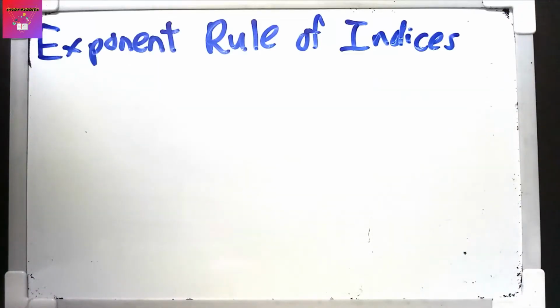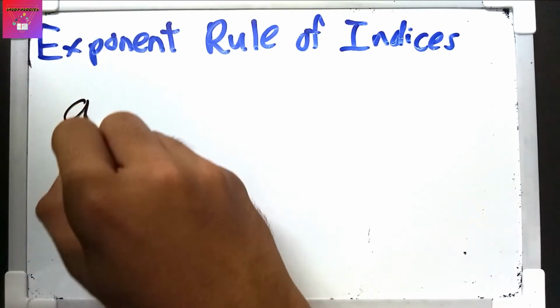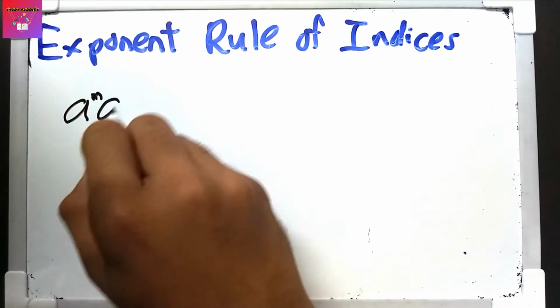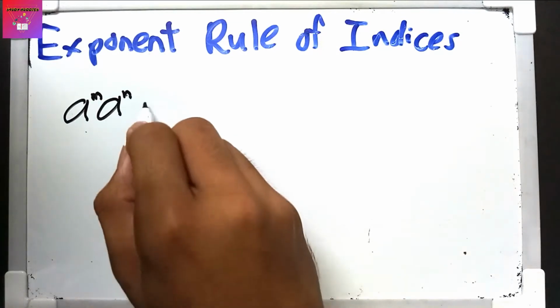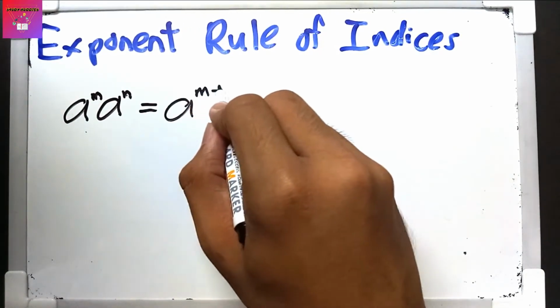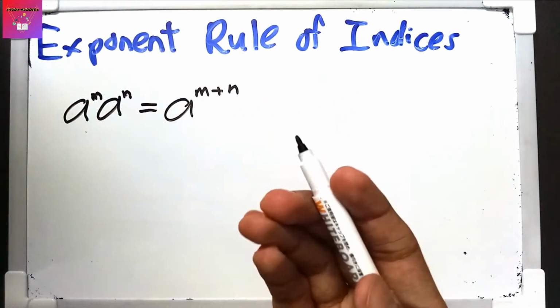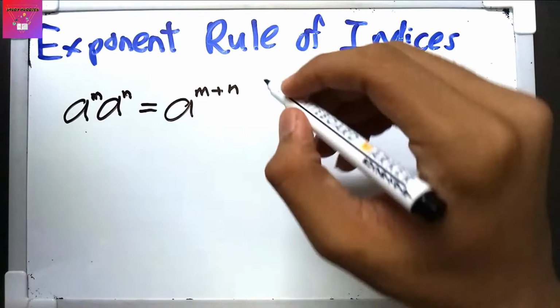Now let's continue with the exponent rules of indices. Basically there are 5 rules which we'll be learning now. Let's go to our first rule. The first rule is a to the power of m times a to the power of n is actually a to the power of m plus n. I can't explain this in such a direct way, so I'll use an example to make it easier for you to understand.